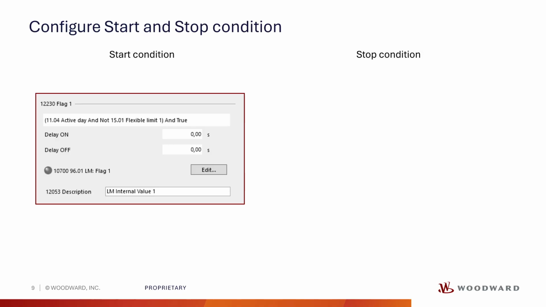The final step is to set the start and stop conditions. The internal flag 1 becomes true if the selected day is true and the power is not more than 45%, defined with flexible limit 1. The output is passed to analog manager internal value 1 to trigger the one shot and start the uprating.